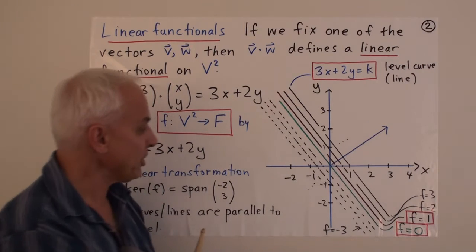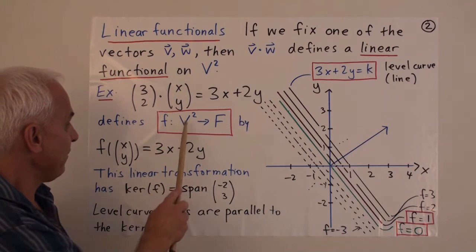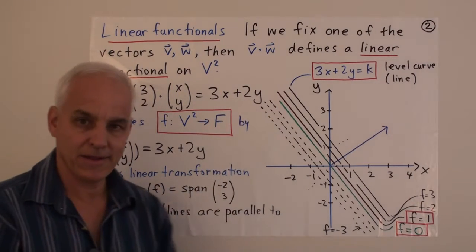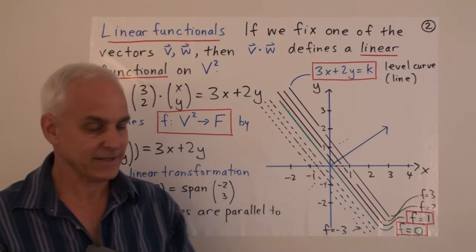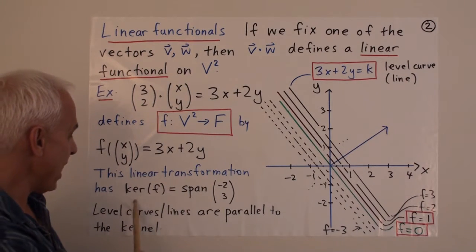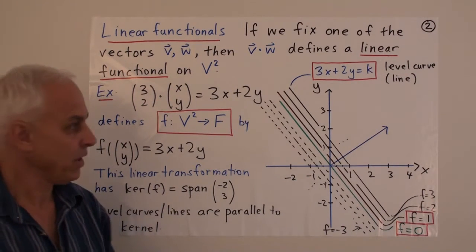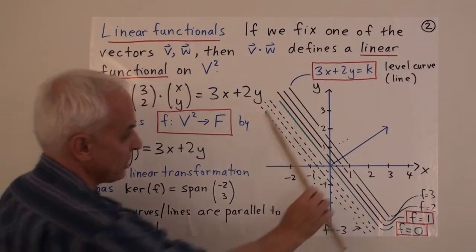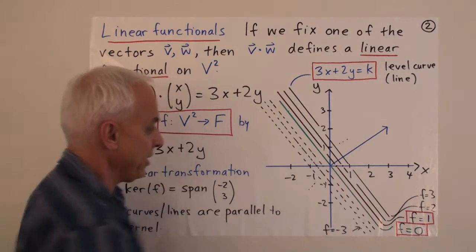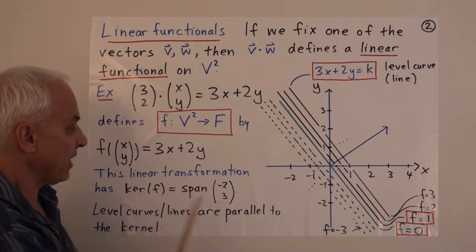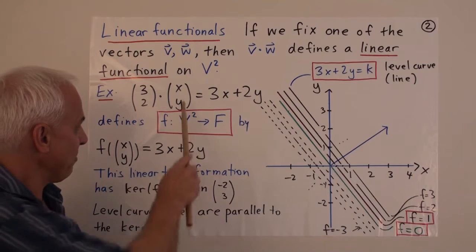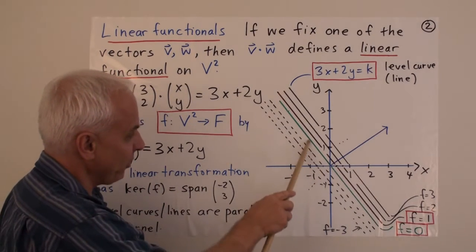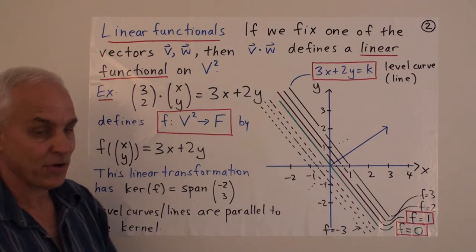Okay, so this is actually a linear transformation from V2 to F, because it's just given by a linear expression in x and y. And so it has a kernel. If we ask what vectors (x, y) get sent to 0, we're just talking about this line here. And it's the span of the vector (-2, 3). If we put (-2, 3) in here, we do in fact get 0. And of course any multiple of (-2, 3) is also in the kernel.